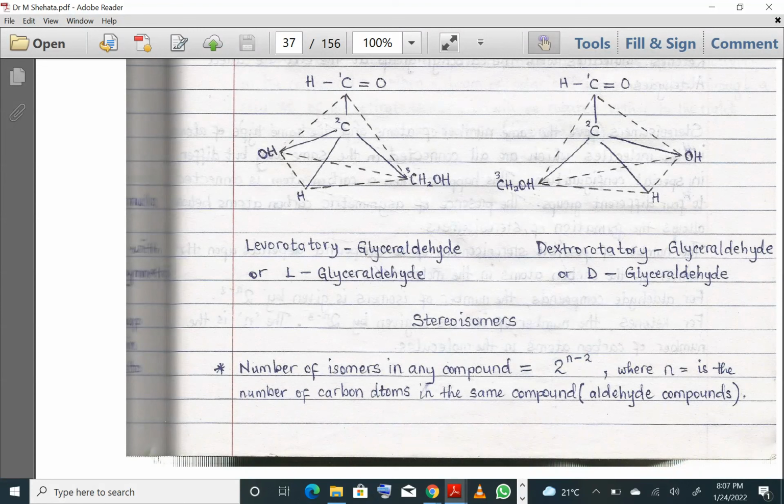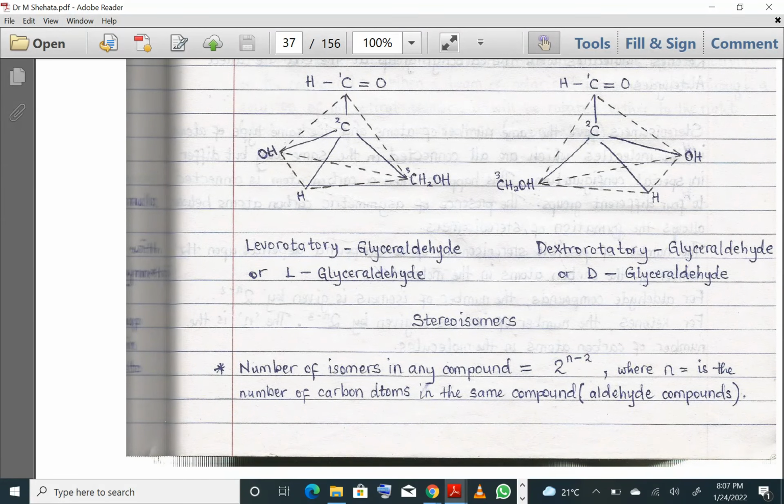So now you may be wondering, why is it that this one is levorotatory and this one is dextrorotatory, that's the L-glyceraldehyde and D-glyceraldehyde, and how do you assign these letters or these words to these two stereoisomers of glyceraldehyde? Don't worry, we'll discuss that in a short while.